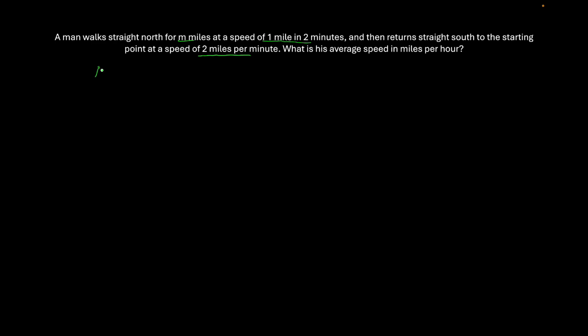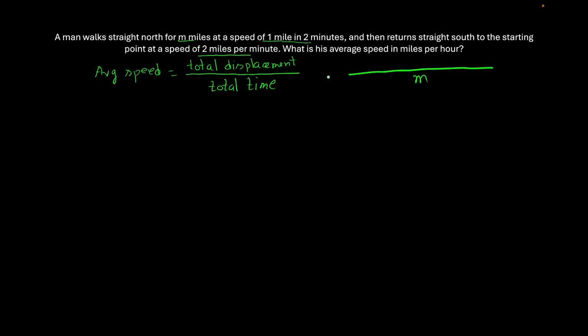So first, the average speed is total displacement divided by total time. So now, this is total m, this is north, this is south. So in this direction, his speed is 1 mile per 2 minutes, and from south to north, his speed is 2 miles per minute.